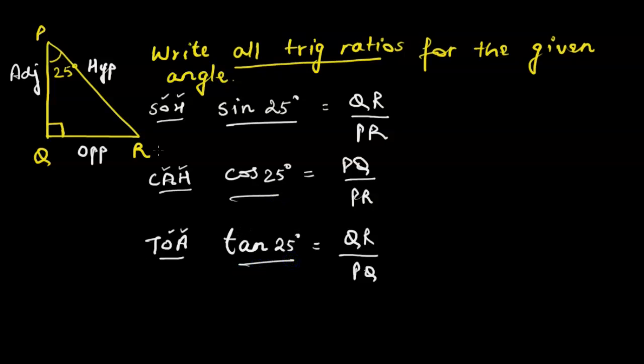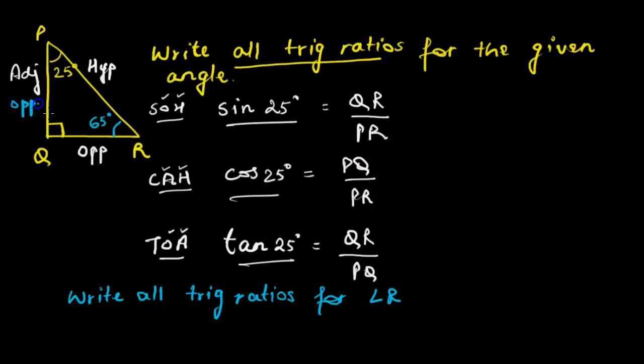Let's say in the same triangle, if we were given this angle, that is angle R, and we were supposed to write down all trig ratios for angle R, then in that case, the first thing was to mark opposite and adjacent side for this given angle R, because PQ is now going to become opposite to 65 degrees angle, so this will be marked as opposite, and since angle R or 65 degree lies on this side, so this will be called adjacent for angle 65 degrees. Hypotenuse would always stay hypotenuse because hypotenuse is the side length that's opposite to 90-degree angle.